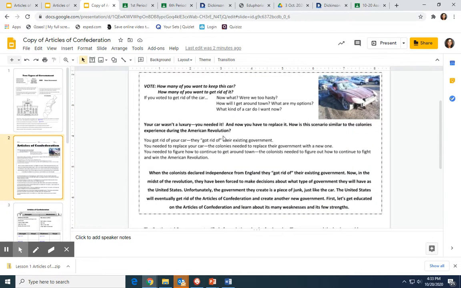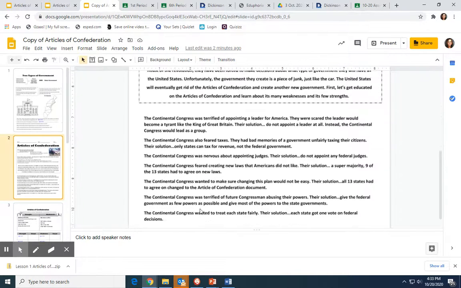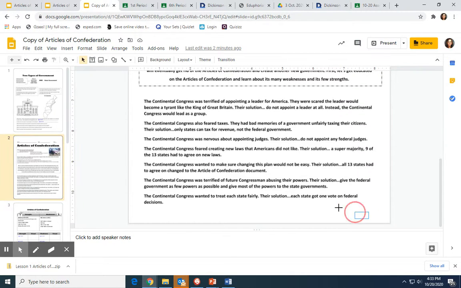The basics of this is, let's say I need to have a car. I am an adult and I have to have a car, but my car is a piece of junk, so I get rid of it. What do I need to do? I have to get a new one. So the colonies had a piece of junk government. What did they have to do? They had to get rid of it and get a new one. So they're going to create it. The Continental Congress is going to do so. I need you to read this right here.